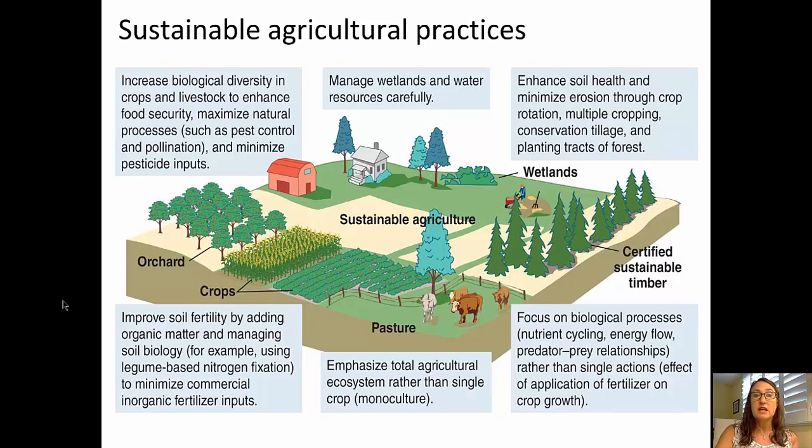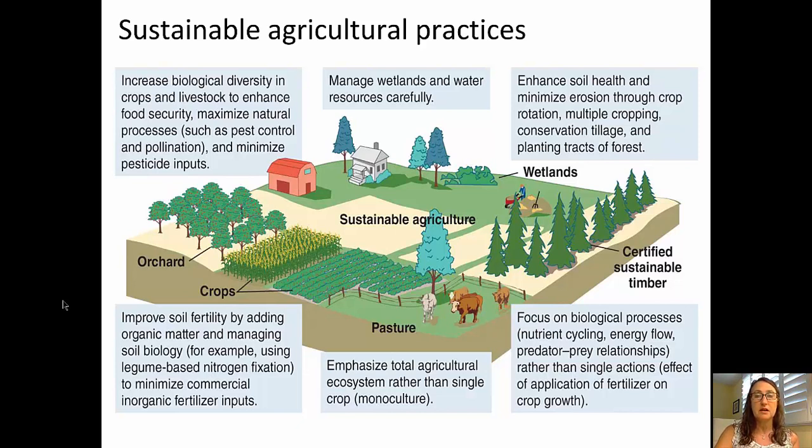Turning to some sustainable agriculture practices that we can look at for the future. So if we work towards increased biological diversity in our crops and our livestock, we will enhance food security, we'll maximize the natural processes such as pest controls and pollination, and we can minimize the amounts of pesticide that we'll need to use. If we carefully manage our wetlands and our water resources, we'll protect those as well, and we'll see less of an impact on water resources.